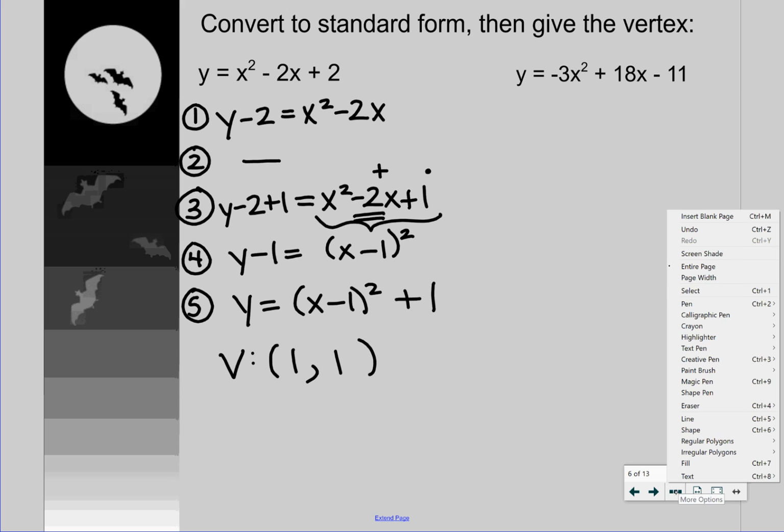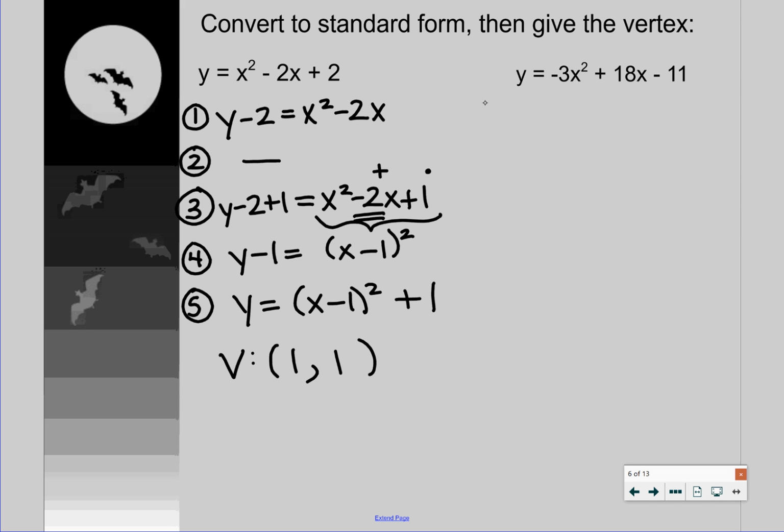We're going to follow the same 5 steps. Step number 1, we're going to move the constant term to the other side. So I'm going to say y plus 11 equals negative 3x squared plus 18x.